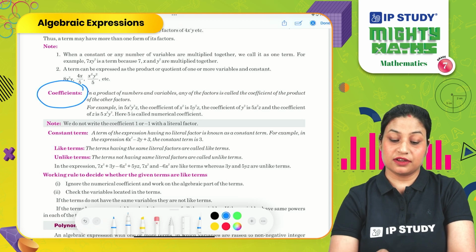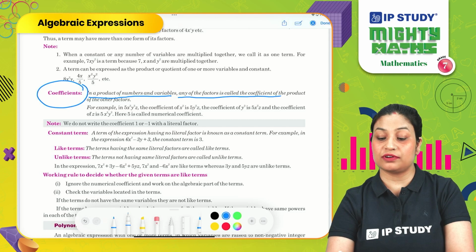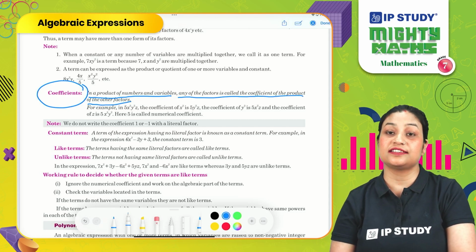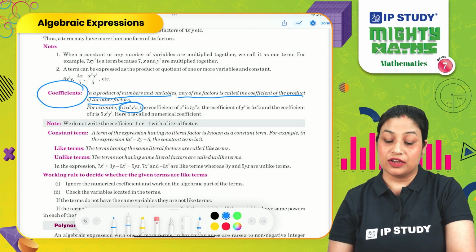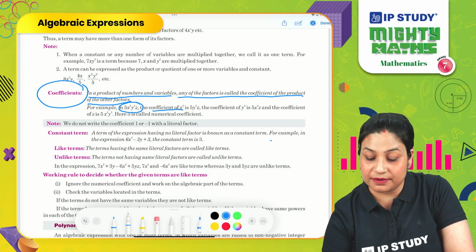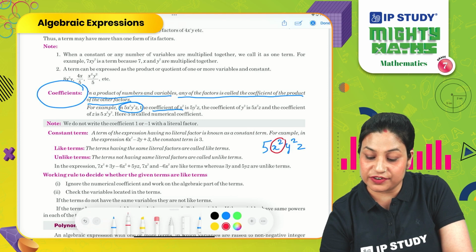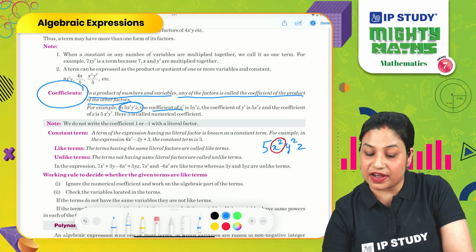So what are coefficients? In a product of numbers and variables, any of the factors is called the coefficient of the product of other factors. What does it mean? Let's take an example over here. We have 5x square, y square and z. So if I ask you what is the coefficient of x square over here, let me write it over here. 5x square, y square and z. And I ask you what is the coefficient of x square. So what will be your answer? Your answer will be 5y square z, right?